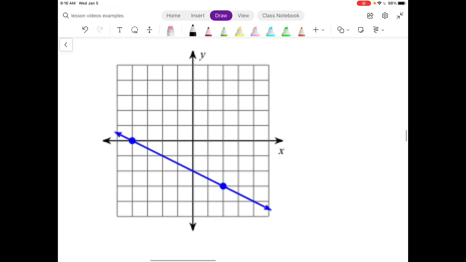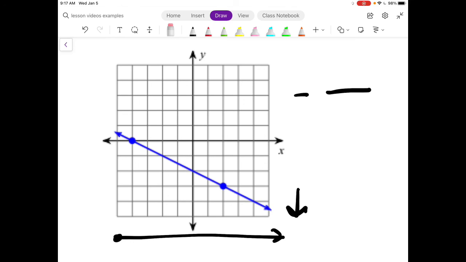Last line that we're going to go over is here. We see that it is a negative slope. How do we know that it is a negative slope? We started from the left and we traveled right. We see that it went down. So that is a negative slope. Horizontal line at the first point. Vertical line at the second point.